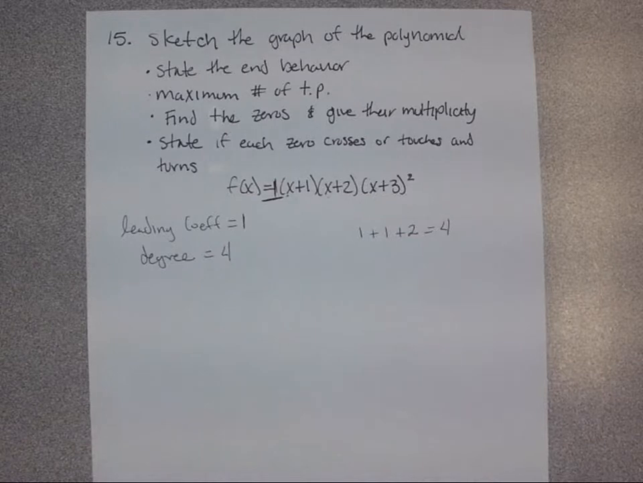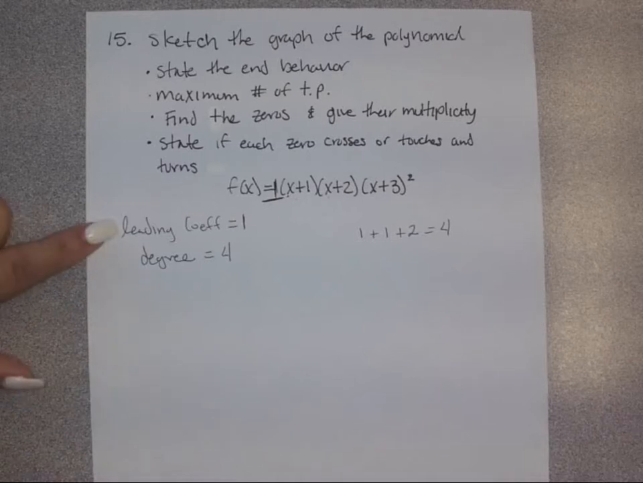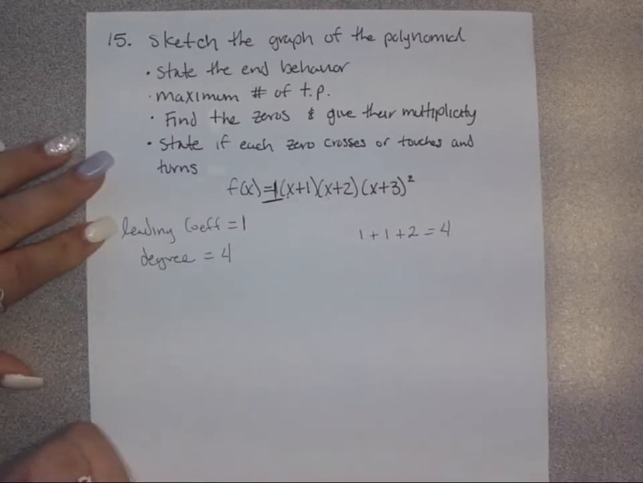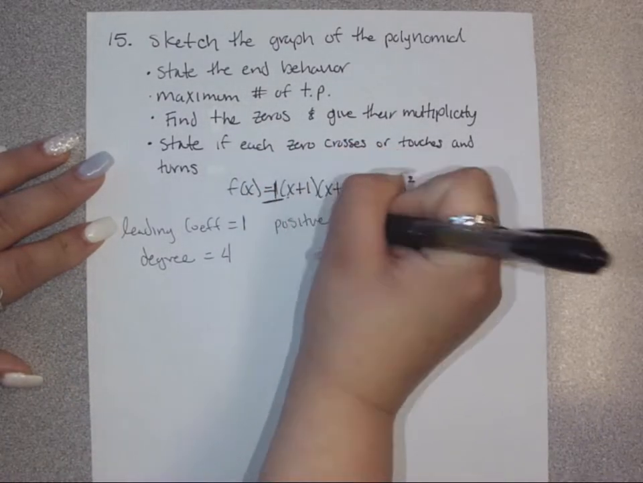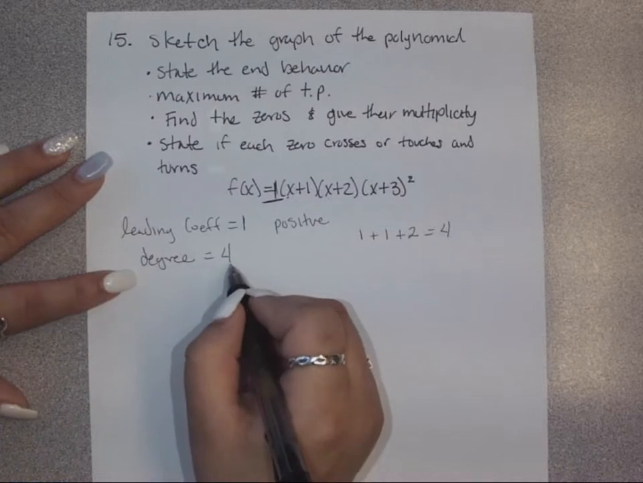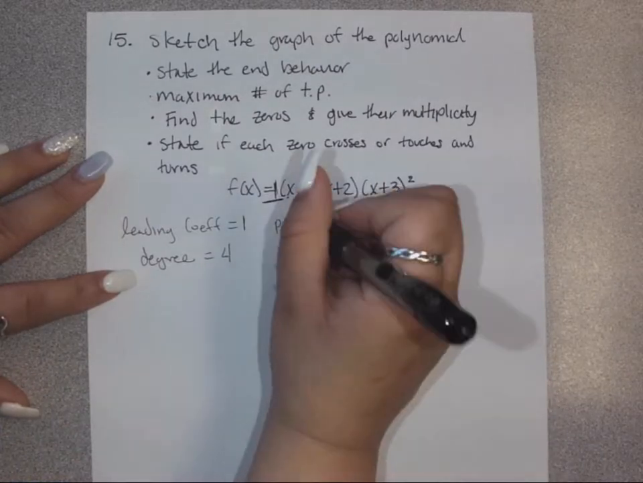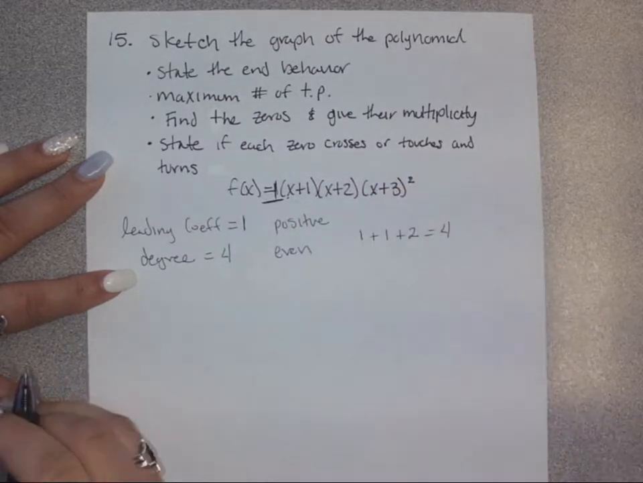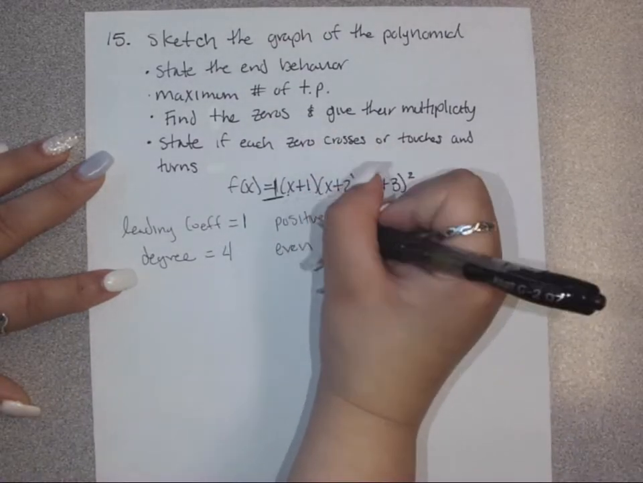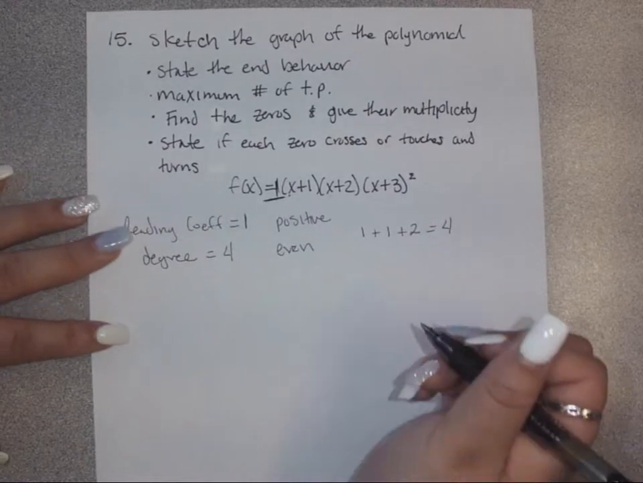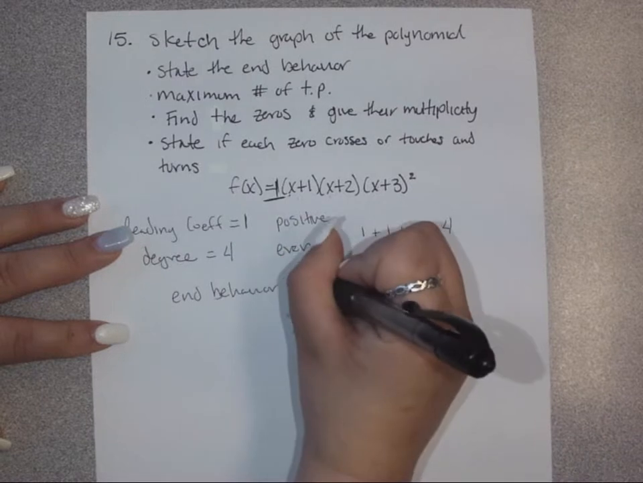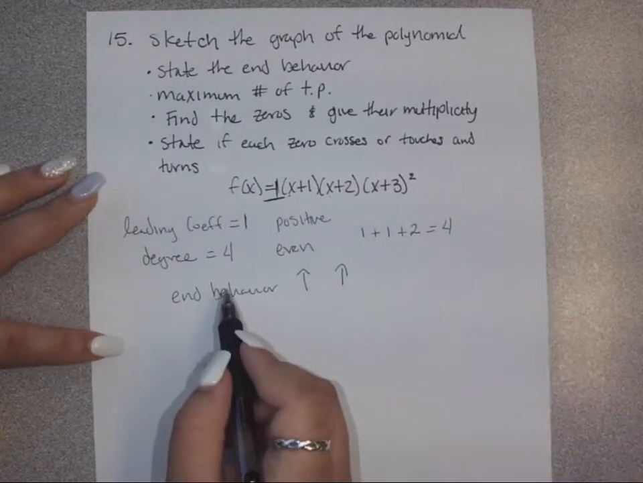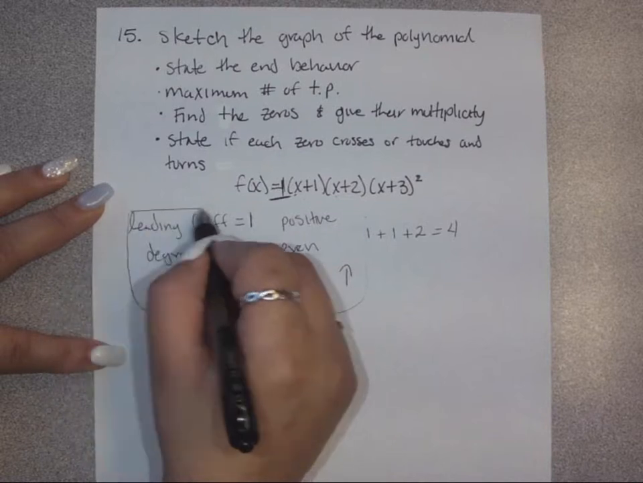These two pieces of information are going to help us understand where our graph is going. We have a leading coefficient of 1, so now we have to make the conclusion: is this a positive or negative number? We're dealing with a positive number. Now you look at your degree. Are we dealing with an even or odd number? We're dealing with an even power. So because we have a positive leading coefficient and an even power, we know our end behavior is both going to go up. To the right and to the left, they're both going to go up.